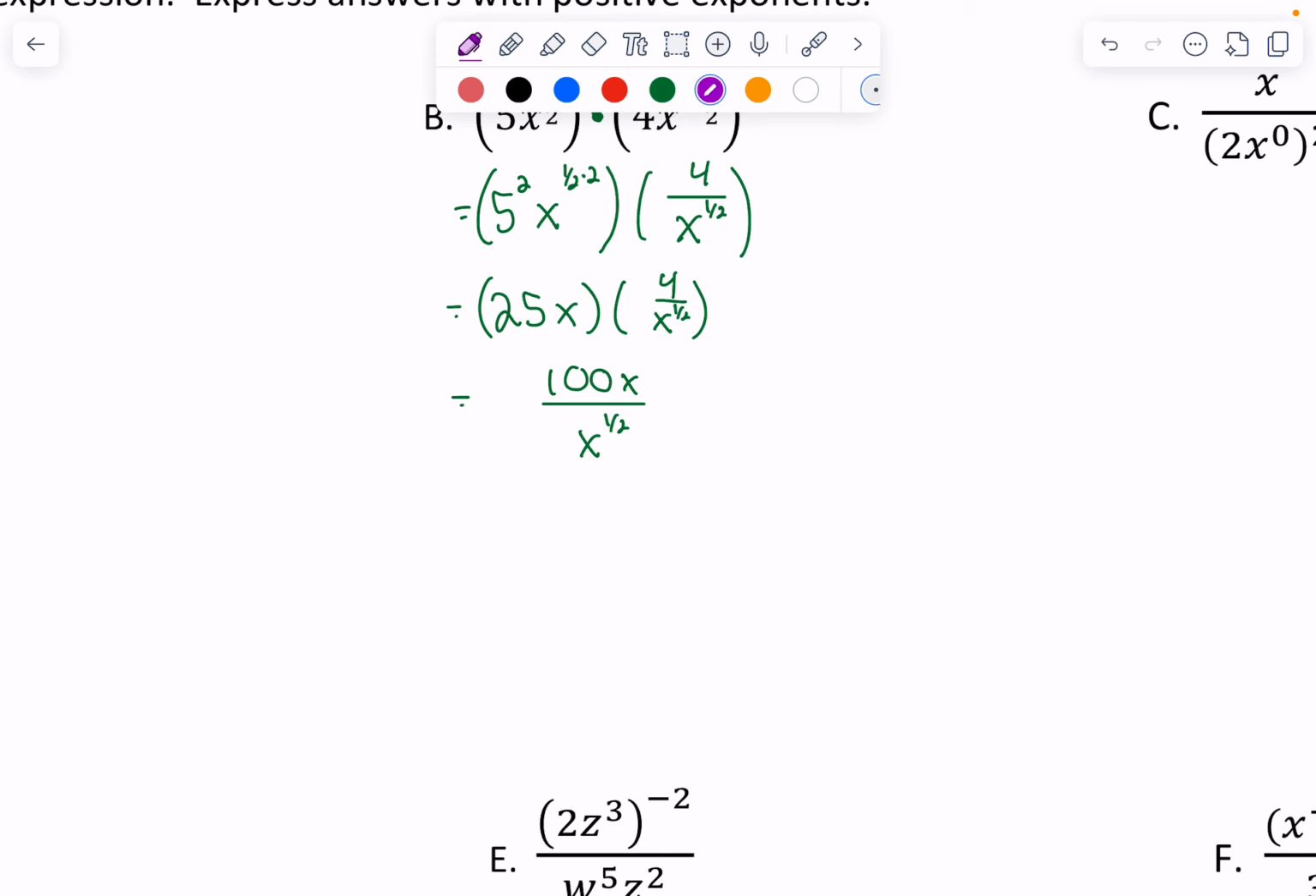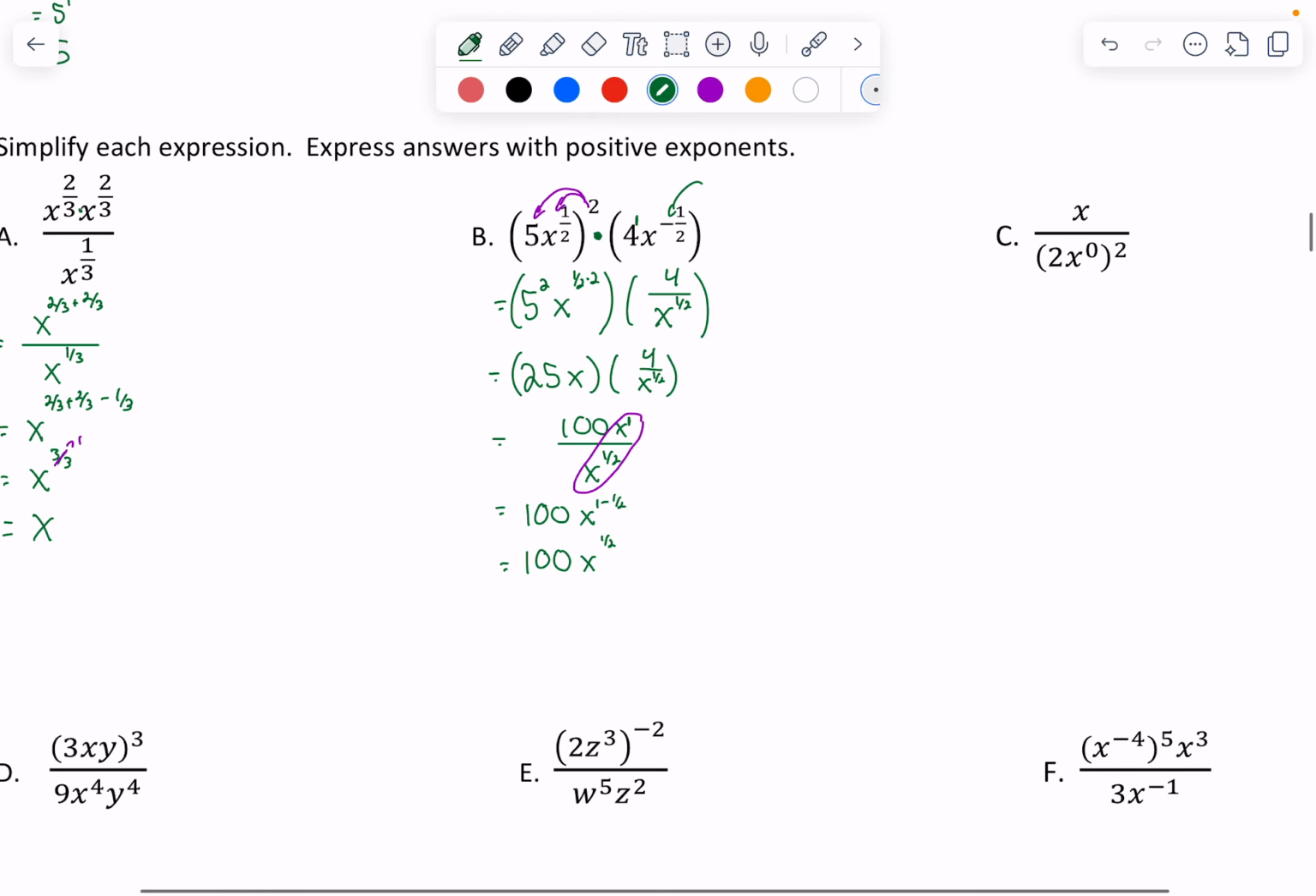You have like bases here. So you can go 100x, and that has an exponent of 1 here. So 1 minus 1/2. Your final answer is 100x to the 1/2. There's a positive exponent, so we're good. That's your final answer.